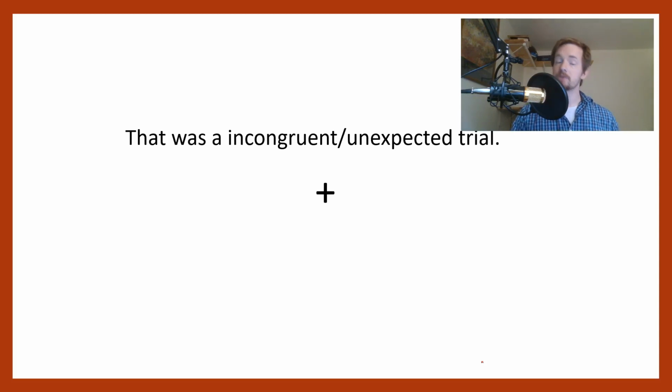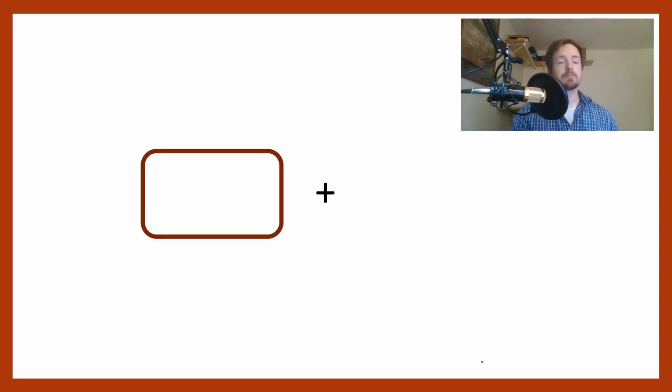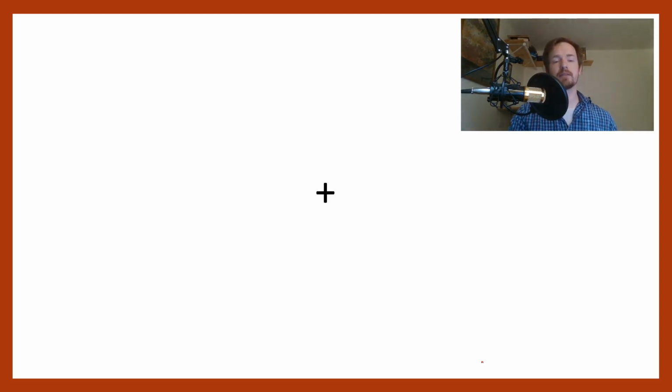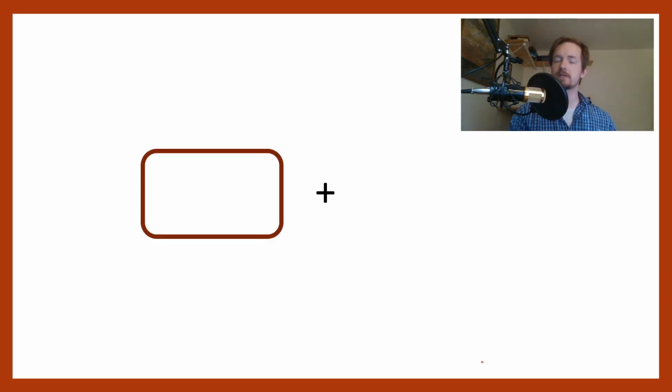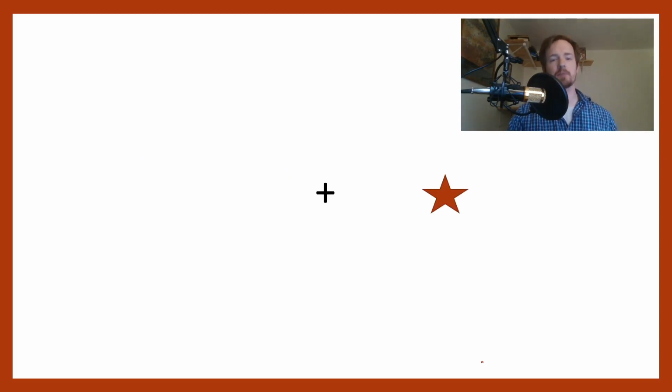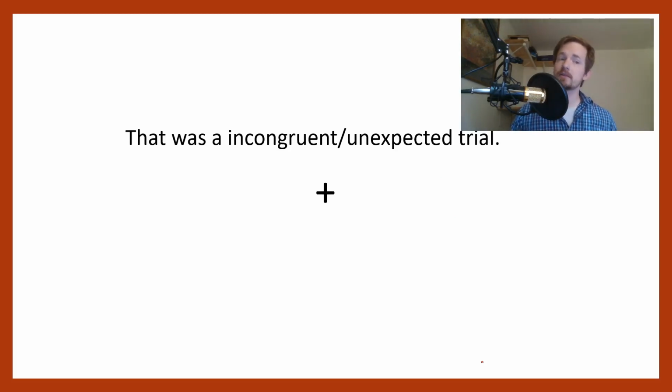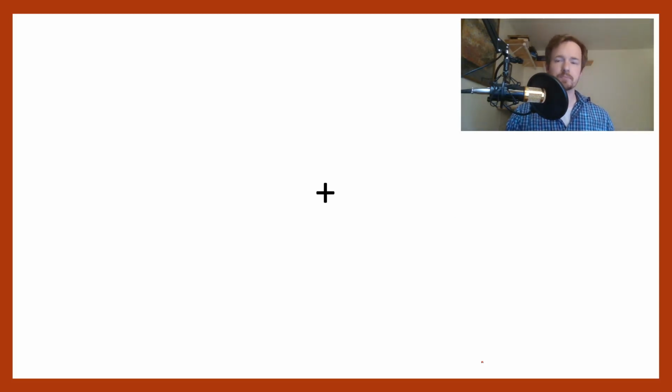Okay, so in that case, that was an incongruent or an unexpected trial. Why? Because you'll see that we had this cue pop up on the left-hand side of the screen, grabbing your attention very briefly, and then the star, the target, showing up on the right-hand side of the screen. And so that should have, theoretically, as we'll see, had you respond slower than you would have in the other trial. Here's another example.